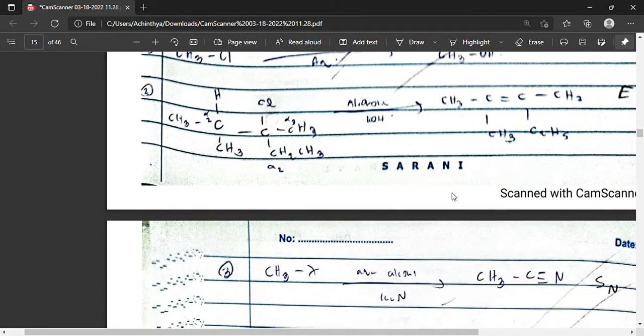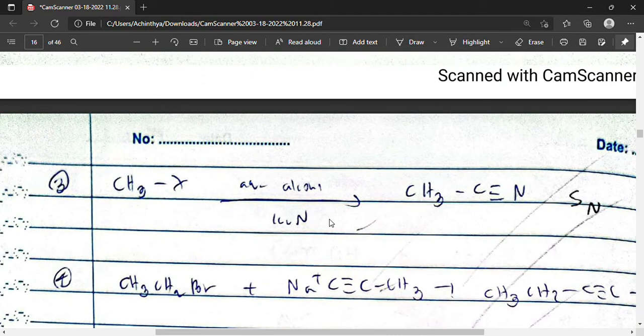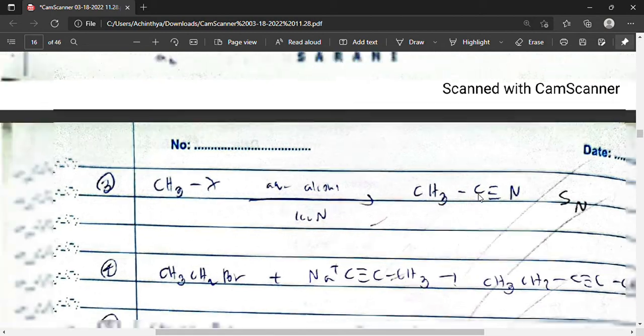Another reaction that alkyl halides undergo is nucleophilic substitution, in which if we were to add aqueous alcoholic KCN to an alkyl halide, we can obtain the respective alkyl cyanide as shown here.